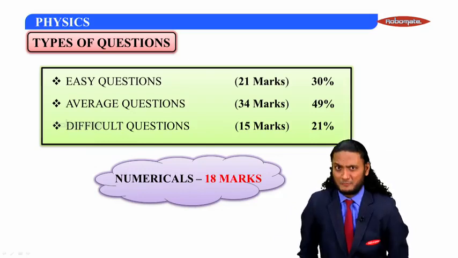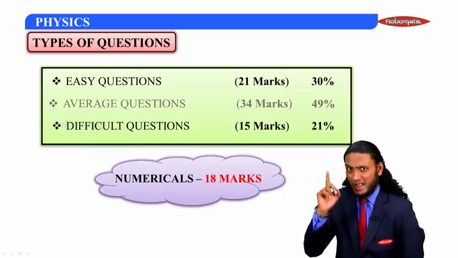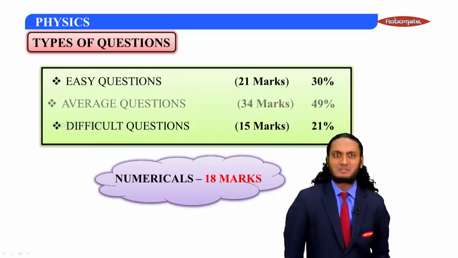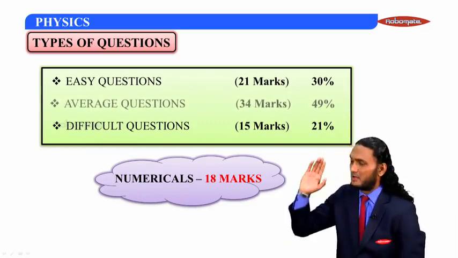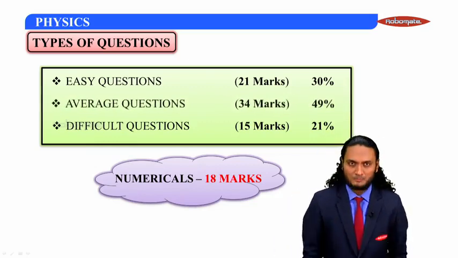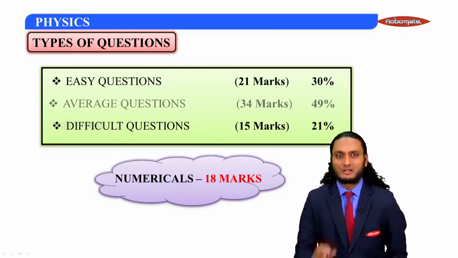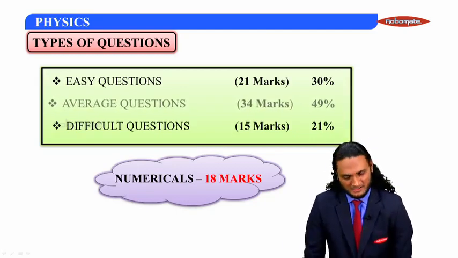Students, if you see here very carefully, we are interested in the average questions, 34 marks. So if you do average questions very nicely, you're going to get 34 marks. So students, I hope you got an idea about the types of questions that are going to be asked in the board examination. Alright. So let us move on.